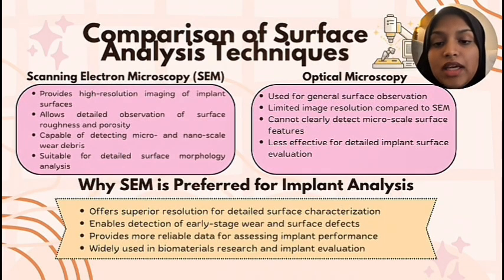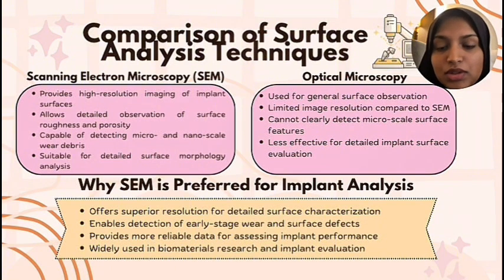Now to compare SEM with optical microscopy. Why is SEM typically preferred? Optical microscopy is useful for general surface observation, but it has limited resolution. It cannot clearly detect very small cracks, pores, or wear particles on the implant surface. SEM, however, provides a much higher resolution, allowing us to see micro and nanoscale surface features. It can detect tiny defects, wear debris, and surface morphology, which are critical for evaluating implant quality.